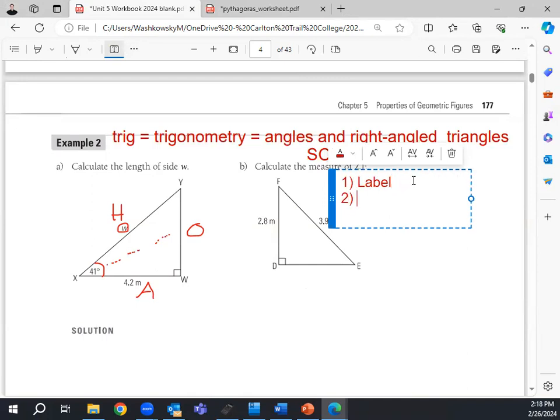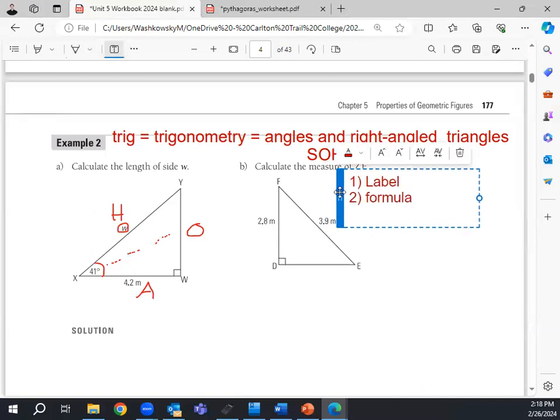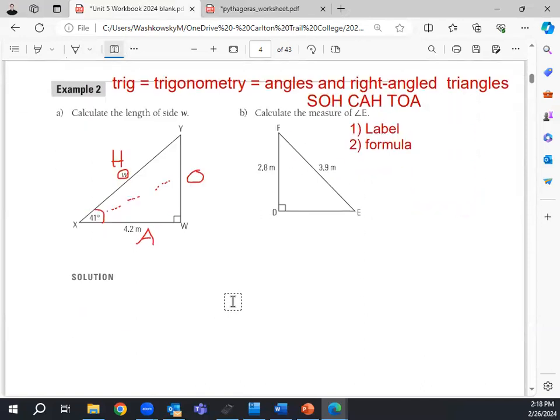The next thing we need to do, just like up above, is identify the formula. How do I solve this? What do I use? If I'm looking at this, I know I need to use trig, so I need to use SOHCAHTOA, one of those. Now, what am I trying to find? I'm trying to find the W, which is my hypotenuse. What do I have to find it? I have an angle and I have an adjacent side.